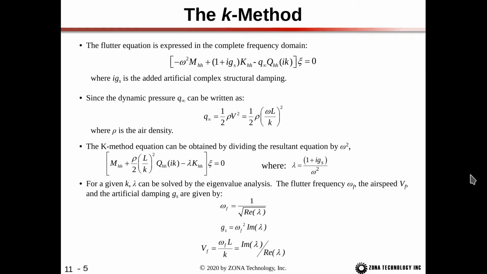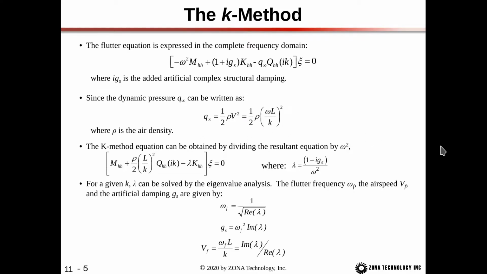So first we'll review the K method. The flutter equation is expressed in the complete frequency domain, as shown here, where the igs, this term here, is the added artificial complex structural damping. Now, since the dynamic pressure Q is 1/2 rho V squared, and then substituting for V, the omega L over K, we get this term for Q infinity, and of course rho is the air density.